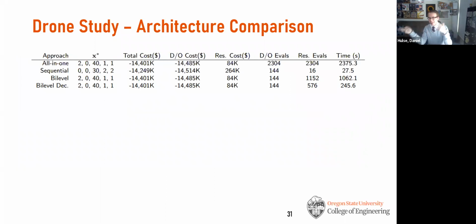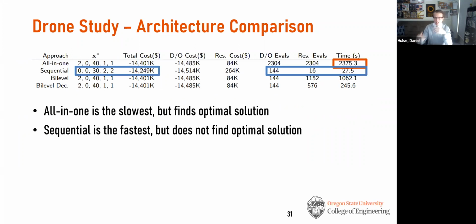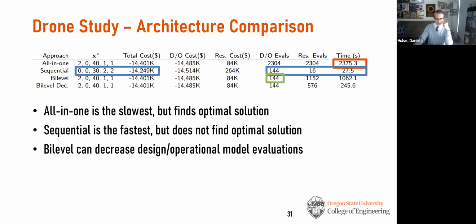So then we went and we did this comparison, and what we found was that, of course, like we expected, the all-in-one architecture is the slowest architecture, but it does in fact find the optimal solution. The sequential optimization, like we hypothesized, is the fastest because there's only two optimizations at the upper and lower level that it has to run, but it doesn't necessarily find the optimal solution because it doesn't value the flexibility.